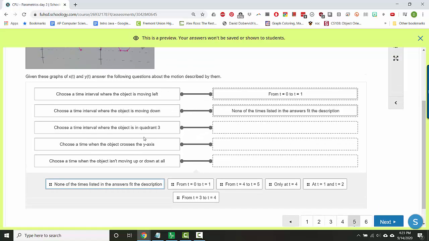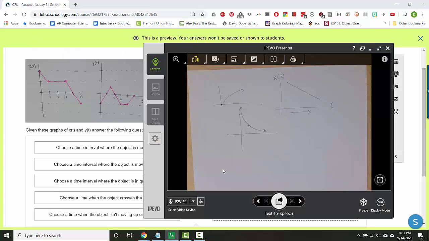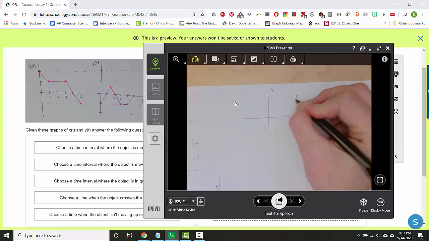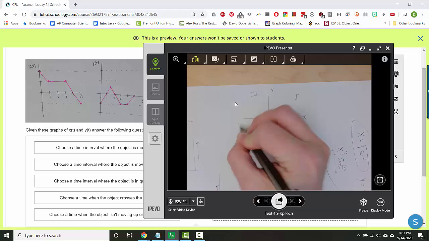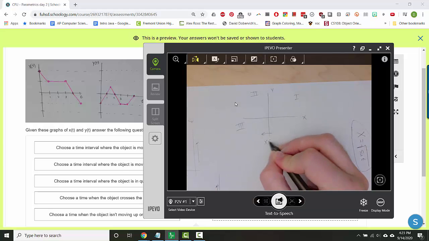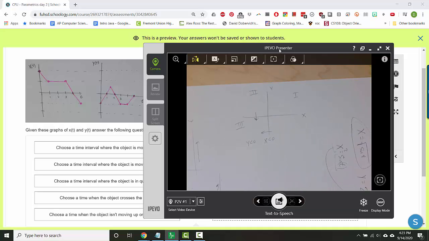So choose a time interval where the object is in quadrant 3. So let's think about what we know about quadrant 3. For the normal Cartesian plane, this is quadrant 1, 2, 3. So quadrant 3 has negative x values, so x is less than 0, and it has negative y values, so y is less than 0. So I want to find a time interval when x and y are both smaller than 0.